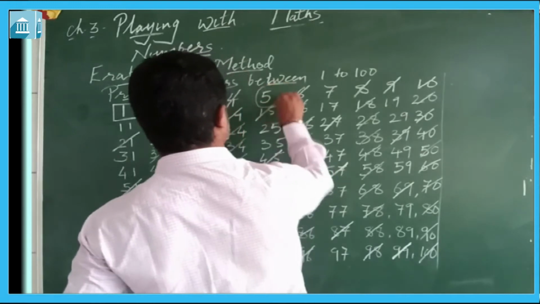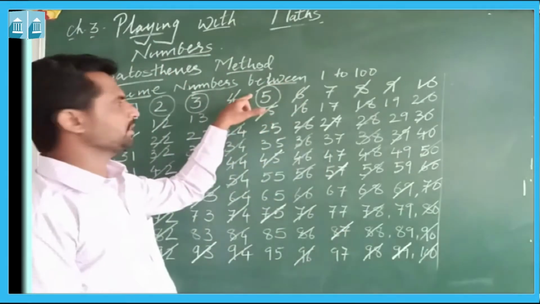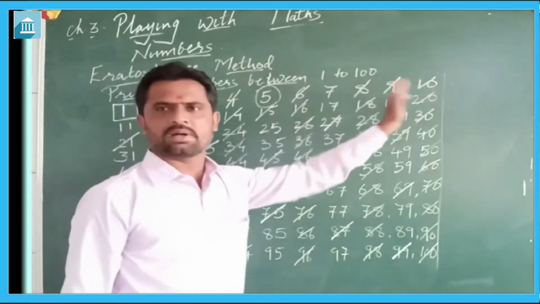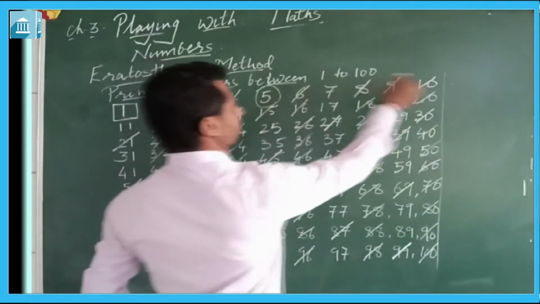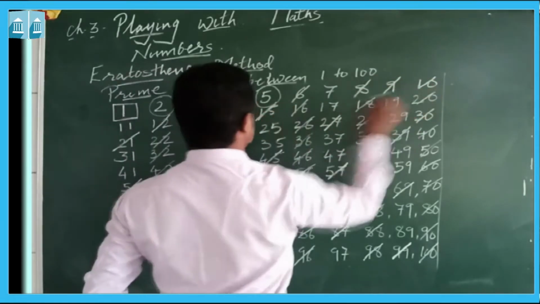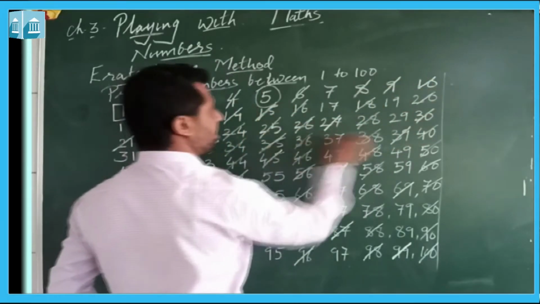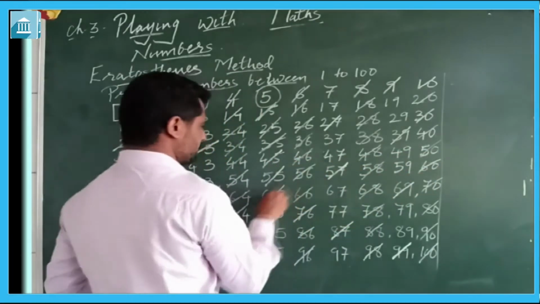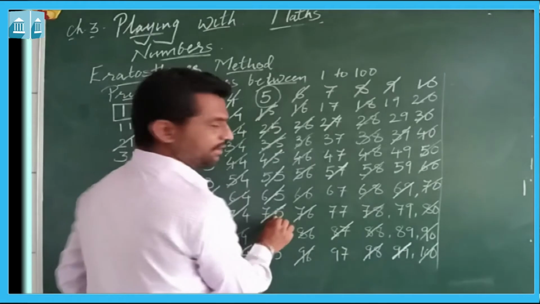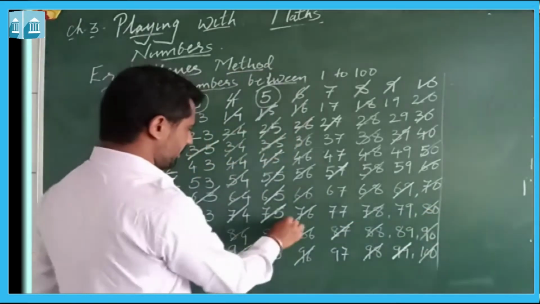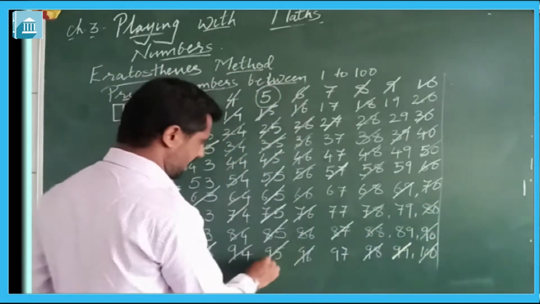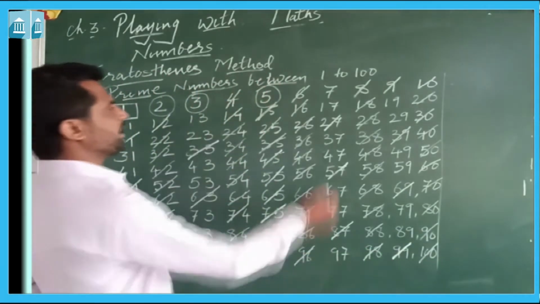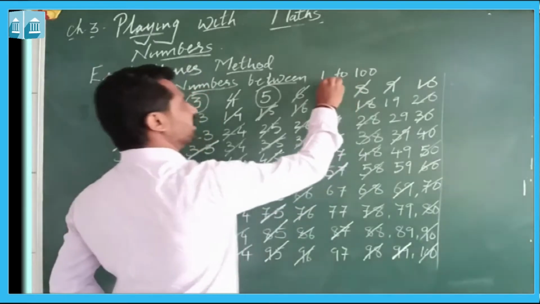Now again 5 is a prime number, so make a round around it and cut all the multiples of 5, that is 5, 10, 15, 20, 25, 30, 35, 40, 45, 50, 55, 60, 65, 70, 75, 80, 85, 90, 95 and 100. Now moving toward the next number, 7 is our prime number.